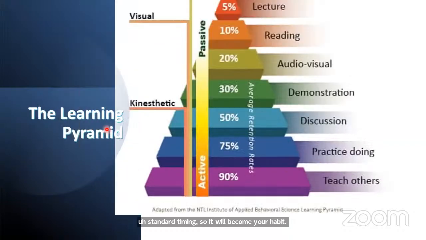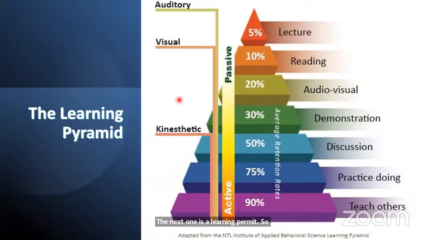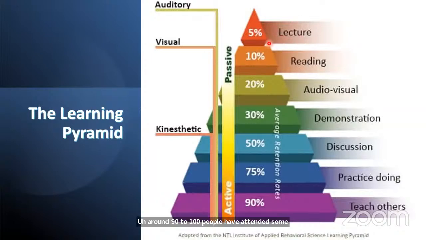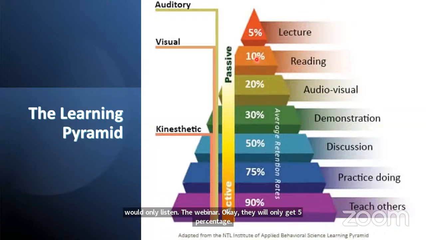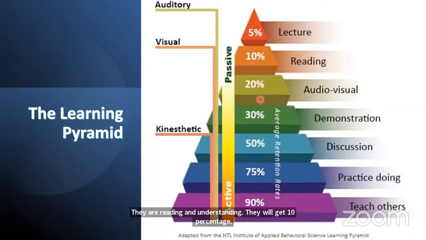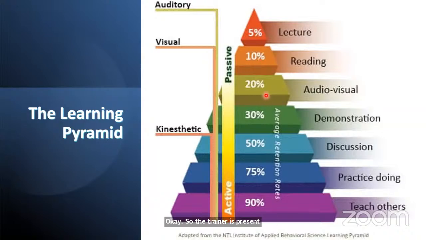The next one is the learning pyramid. Today, around 90 to 100 people have attended. Some people only listen to the webinar; they will only get 5%. Some people read and understand everything happening on the screen; they will get 10%. Here we are seeing audio-visually: the trainer is presenting and doing the code. If you see that, you can get 20%. Demonstration: she gave some examples here. If you listen to that also, you get 30%.